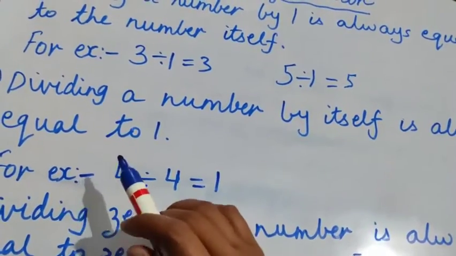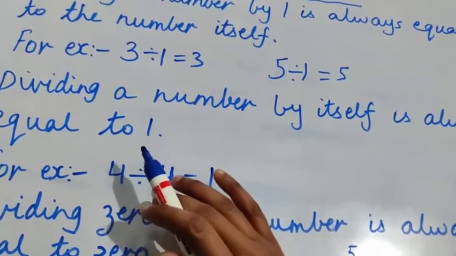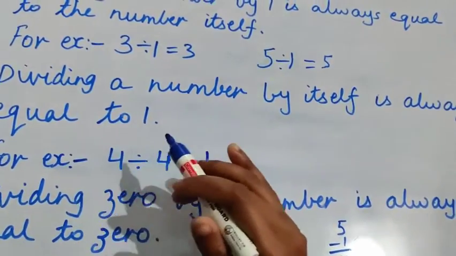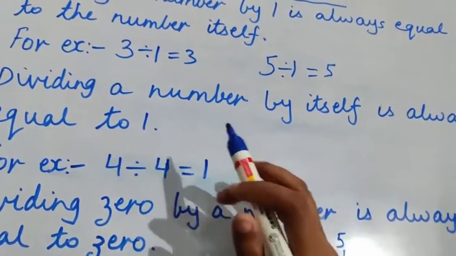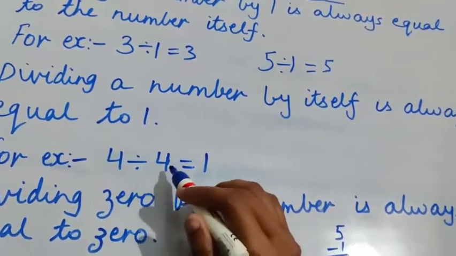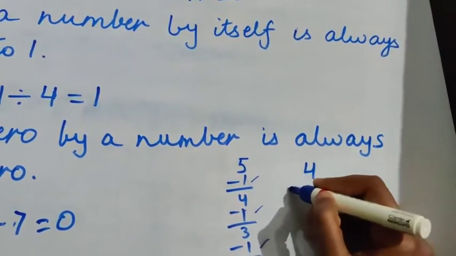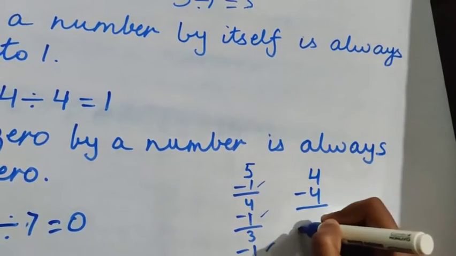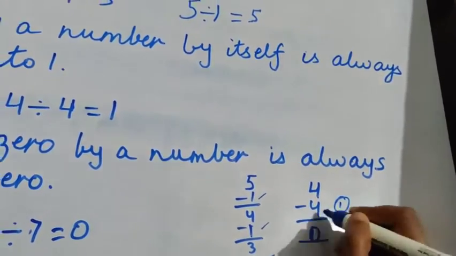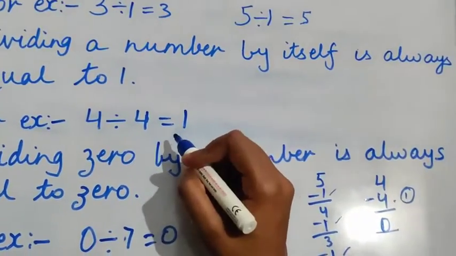Now second property is dividing a number by itself. अगर मैं सेम नंबर को उसी नंबर से डिवाइड करती हूँ तो हमेशा आंसर हमारा क्या आता है? We will always get 1. Like here an example is given that 4 divided by 4 is equal to 1. If I subtract 4 from 4, right, what do I get? I have got only 1 time 4, right? So we have got the answer 1, right?